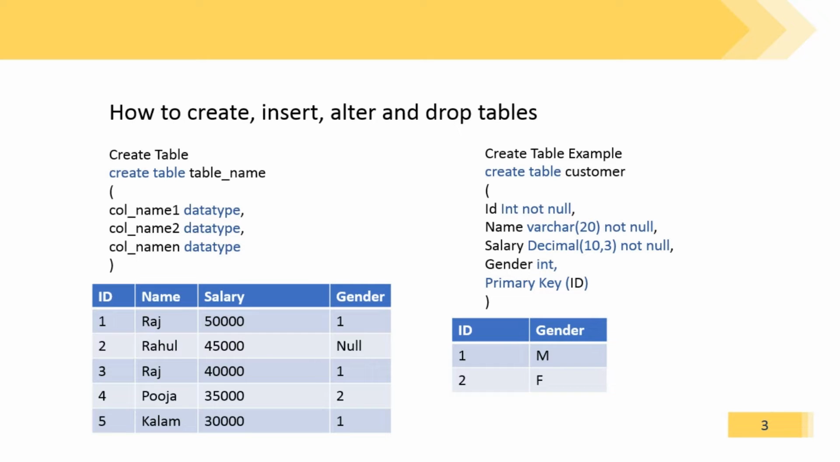Let us see how to create, insert, alter and drop tables. I am here creating a table customer which has 4 columns: ID, name, salary and gender. And also I am creating another table, a gender table which has 2 columns, ID and gender. I can create these 2 tables graphically or programmatically. Let us see how to create these 2 tables graphically and also programmatically.